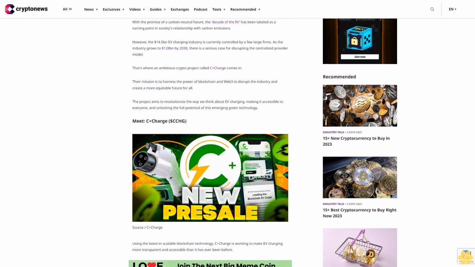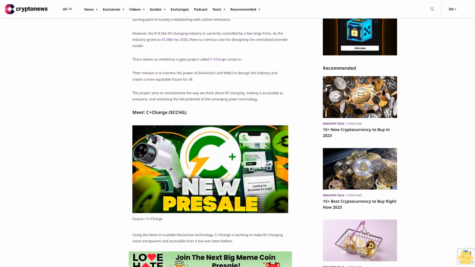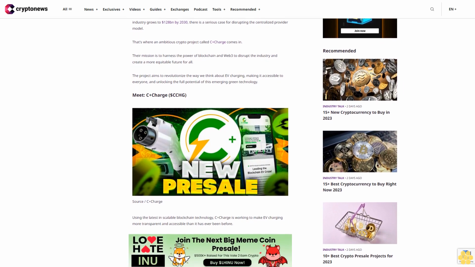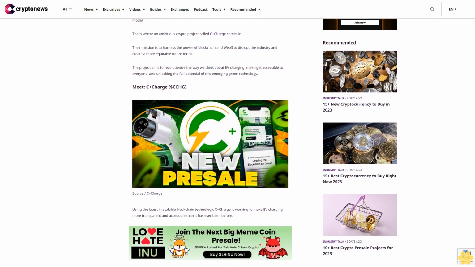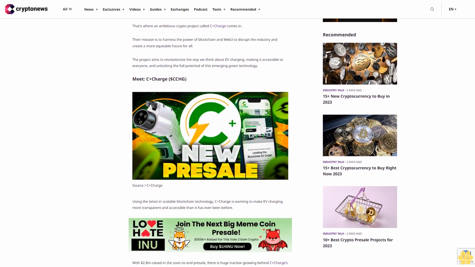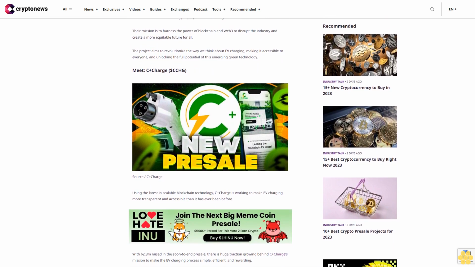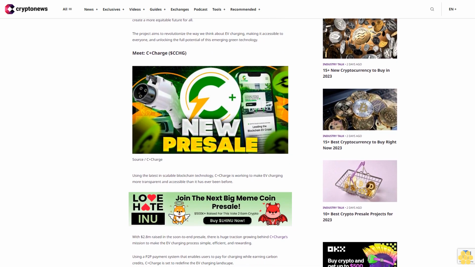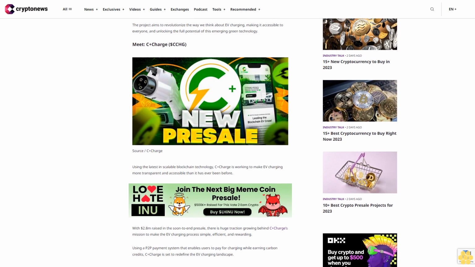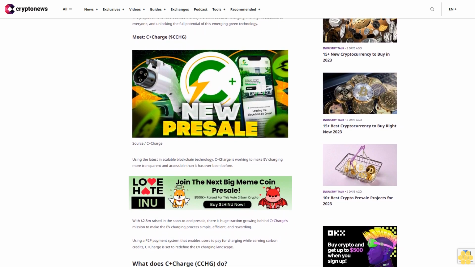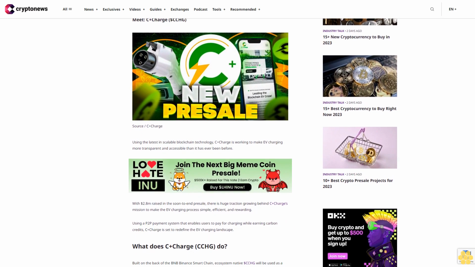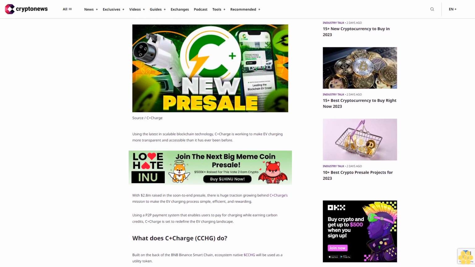Meet C+Charge, $CCHG. Using the latest and scalable blockchain technology, C+Charge is working to make EV charging more transparent and accessible than it has ever been before. With $2.8 million raised in the presale, there is huge traction growing behind C+Charge's mission to make the EV charging process simple, efficient, and rewarding. Using a P2P payment system that enables users to pay for charging while earning carbon credits, C+Charge is set to redefine the EV charging landscape.